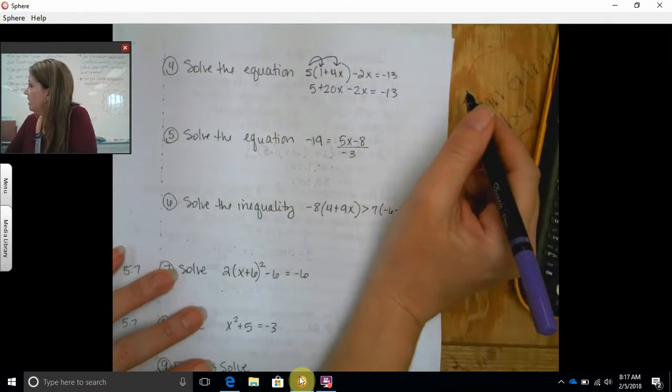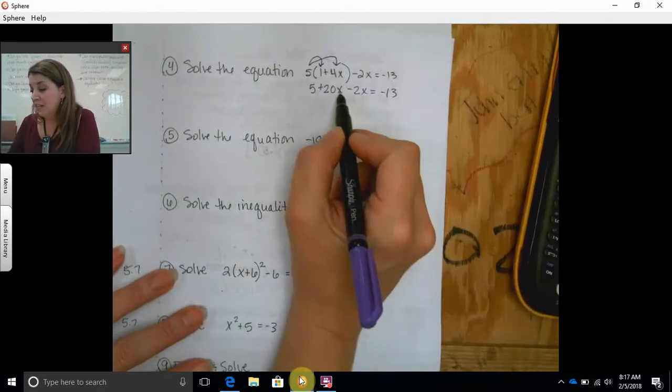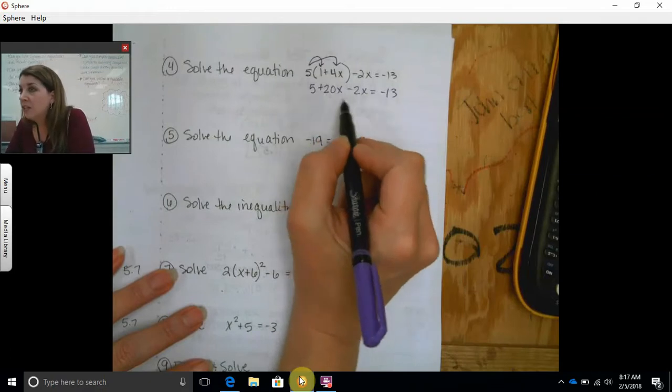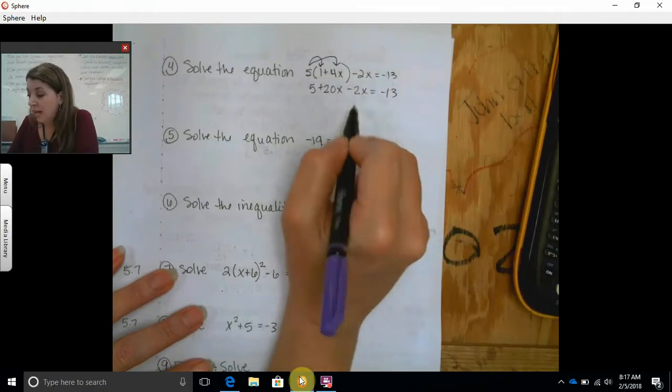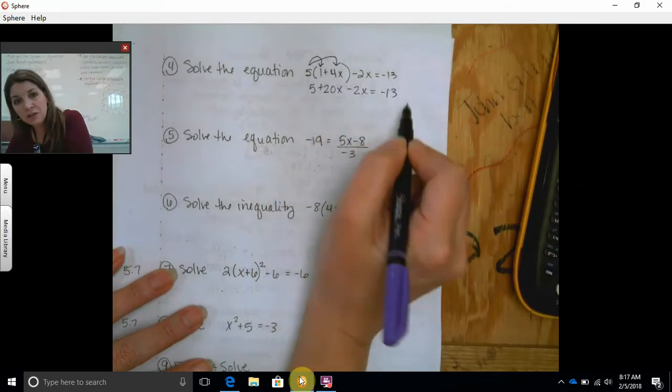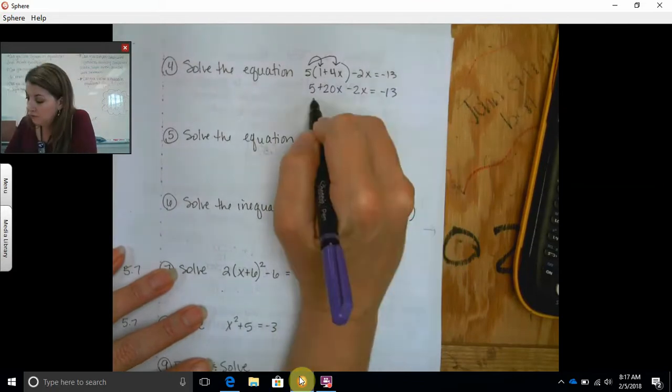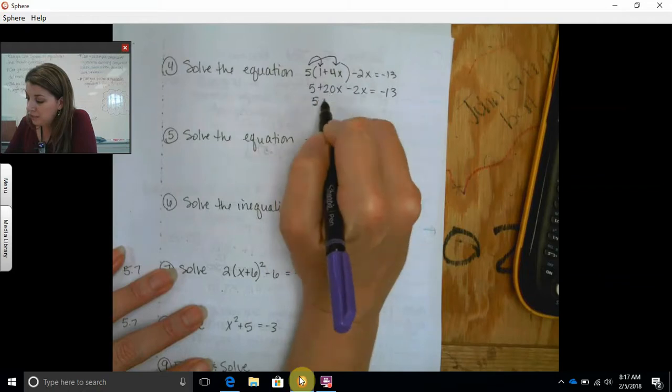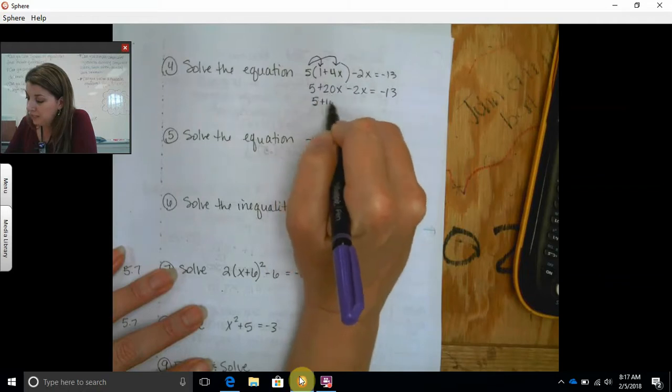Now I want to get my x's together. These x's are on the same side of the equation. So would I add 2x to 20x? No. I would change that sign if I was moving it to the other side. So I would have 5. 20x minus 2x is 18x.